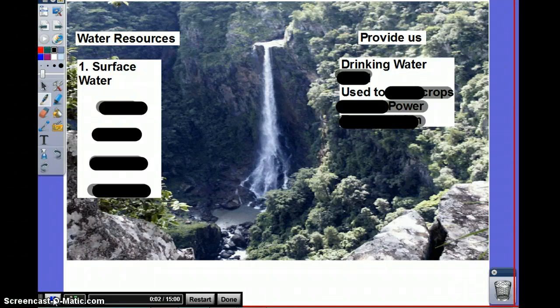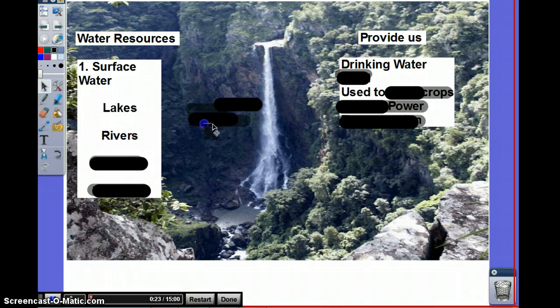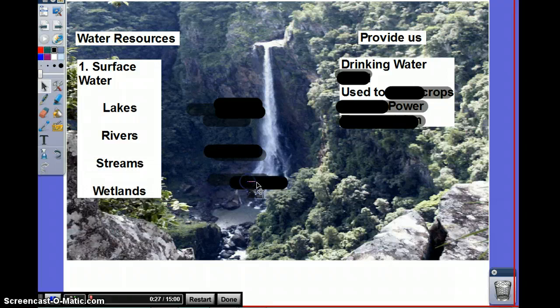So on the surface, what types of water resources are available? Or what types of water are available on the surface? What kind of fresh water do we have? This whole unit is fresh water, by the way. Ponds, lakes, good. What else? Rivers, streams, and wetlands. And ponds are in there too. These are just some examples.